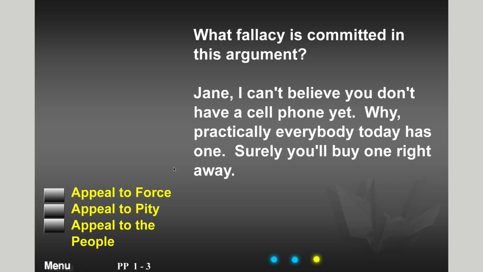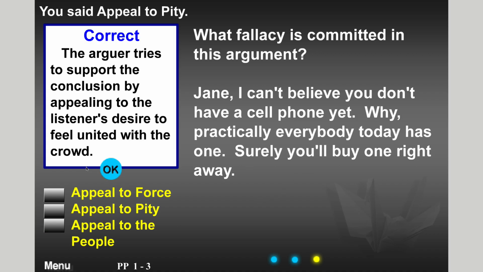Let's see this next one. Jane, I can't believe you don't have a cell phone yet. Why? Practically everybody today has one. Surely you'll buy one right away. There's no discussion of force here. Although it's quite sad not to have a cell phone, there's no appeal to pity. It's an appeal to the people, right? Everybody's doing it, therefore you should.